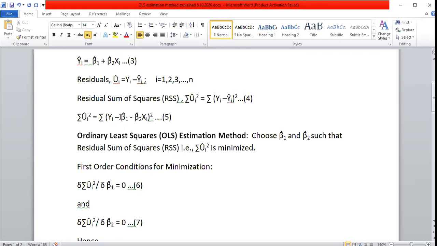You are trying to choose some variables. They are called choice variables. What are the choice variables here? What are we trying to choose? Beta 1 and beta 2? No, not beta 1 and beta 2. Beta 1 and beta 2 are parameters. They are unknown. We cannot find them. We are trying to find beta 1 hat and beta 2 hat. Do you see the difference between beta 1 and beta 1 hat, beta 2 and beta 2 hat?